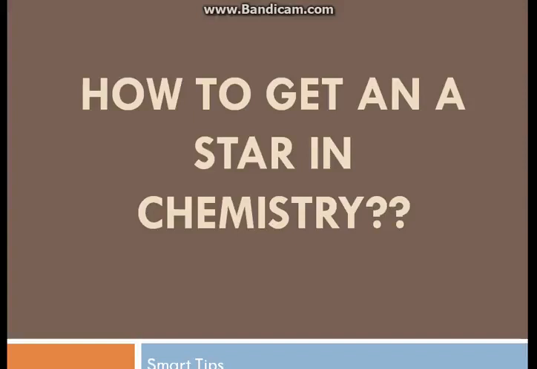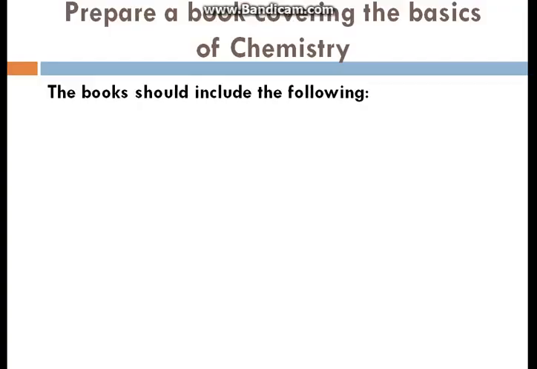Today's topic is on how to get an A star in chemistry. It is very simple. Just prepare a book covering the basics of chemistry. I'm using the word basics of chemistry because if your basics aren't in place, you cannot excel in any subject. Forget about just chemistry. So, particularly for chemistry, what should the book of basics contain?